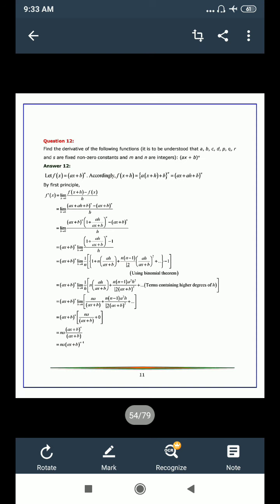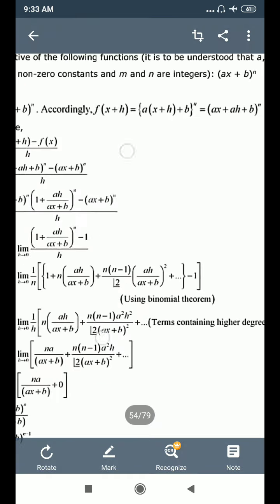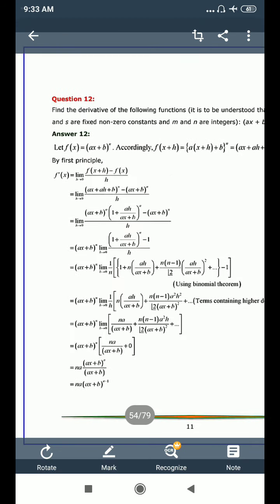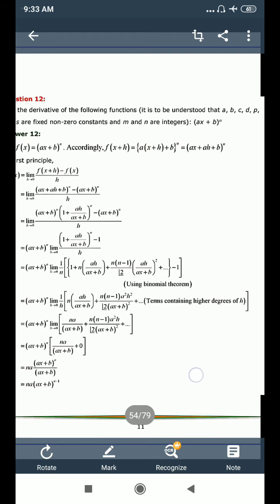So f(x plus h) will be, in this you replace x by x plus h. So f(x plus h) will be (a into (x plus h) plus b) whole raised to n, that is (ax plus ah plus b) whole n, minus f(x), which is (ax plus b) whole n, divided by h. So actually in this question the binomial theorem is used.